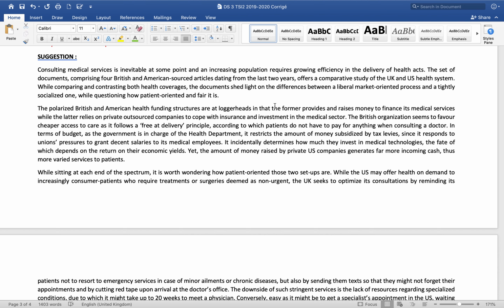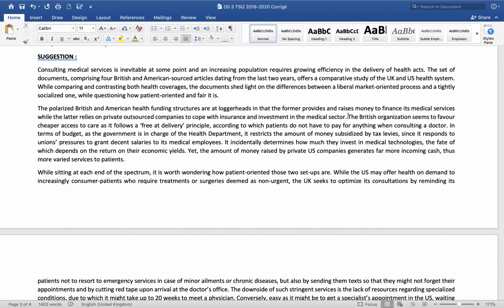So I hope you understand this former and latter. It's to make a reference to what was mentioned in the previous part of the sentence, and the former refers to the first part that was mentioned and the latter to the second part. If you have any questions regarding this, just get in touch with me and I can explain again.